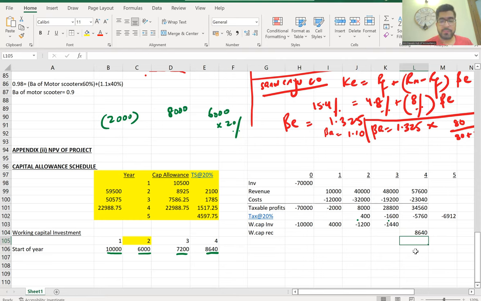Okay. After working capital recovery, we have scrap value. The scrap value of plant and machinery is 20 million, but it's included in that 42 million of the price at which the project will be sold. So 42,000 will be inflow.